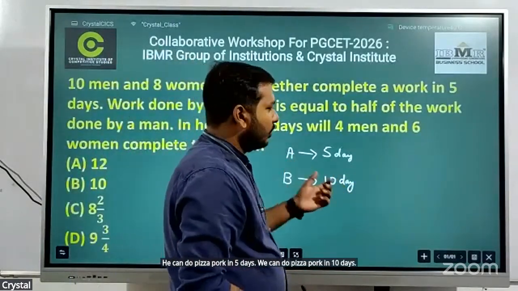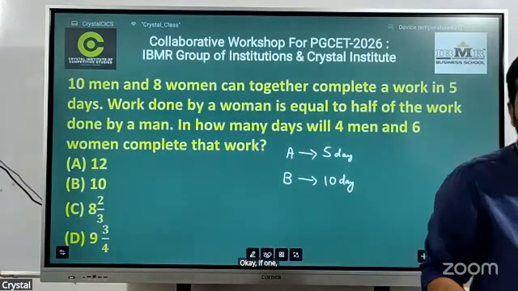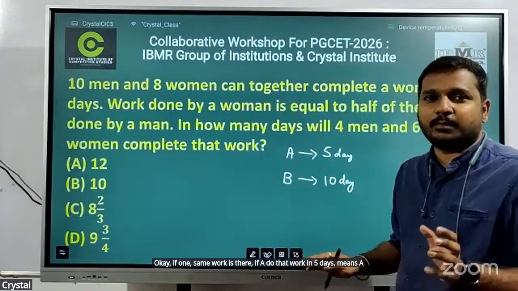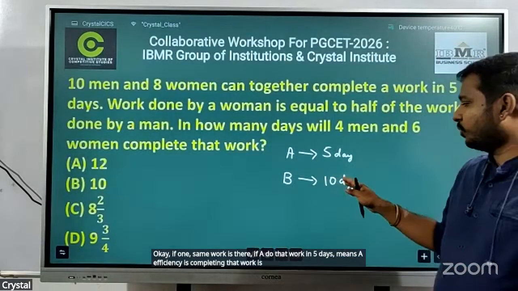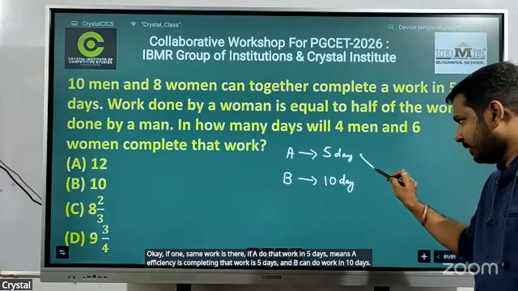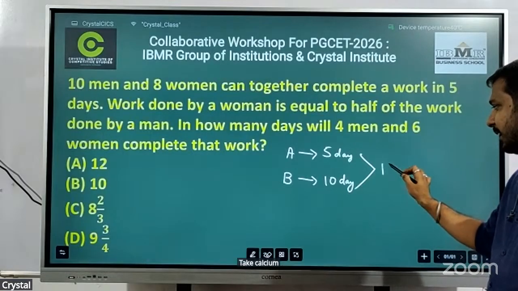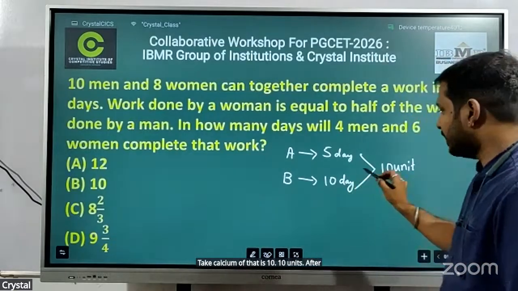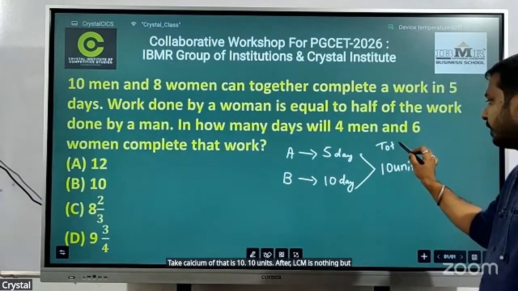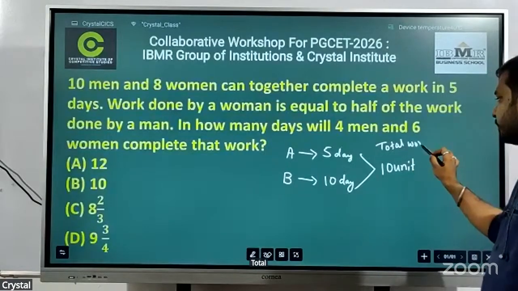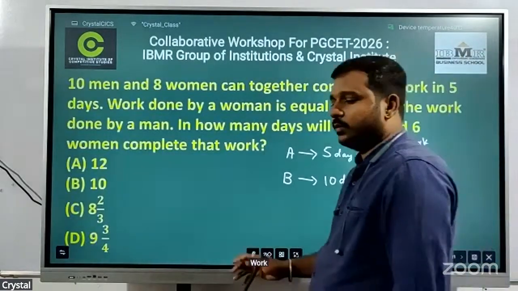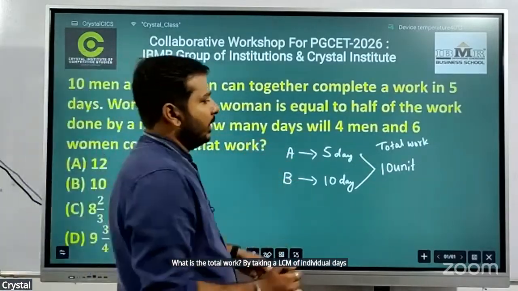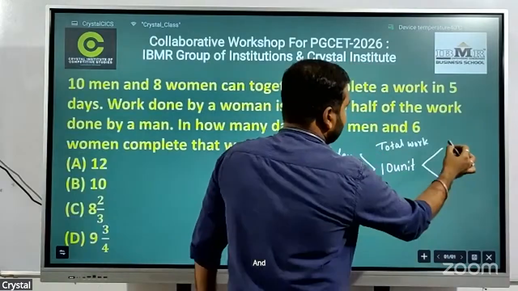If it is the same work, A does that work in 5 days, meaning A's efficiency is completing that work in 5 days, and B can do the work in 10 days. Take the LCM of that, which is 10 units. The LCM is nothing but the total work. By taking the LCM of the individual days, we get the total work, and then efficiency.